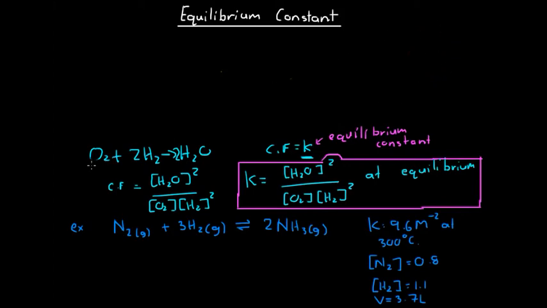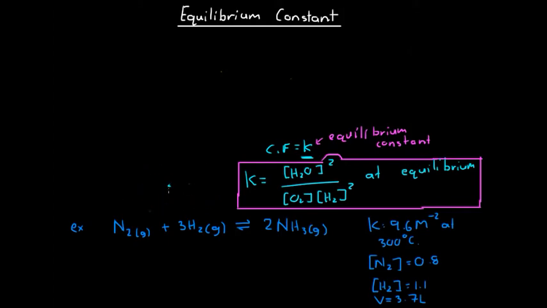So if we look at this example down here, we've got this reaction: the production of ammonia from nitrogen and hydrogen. And we've got a bit of data about our reaction. We know the K value at a given temperature. We know the concentration of nitrogen in this given mixture that we're specifically dealing with here. We know the concentration of hydrogen in this given mixture, and we know the volume of this mixture.